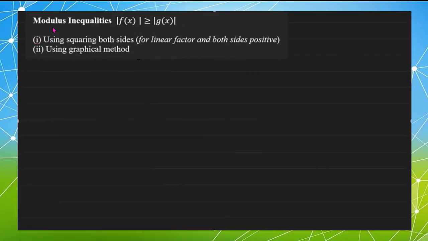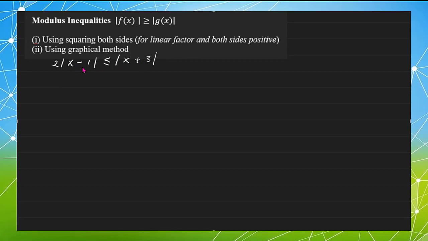In this video, I am going to show you how to solve modulus inequalities where modulus f of x is greater than or less than modulus g of x. Here I am going to use two methods: one is squaring both sides, one is graphical methods. Now let's look at this example: 2 modulus x minus 1 is less than or equal to modulus x plus 3.